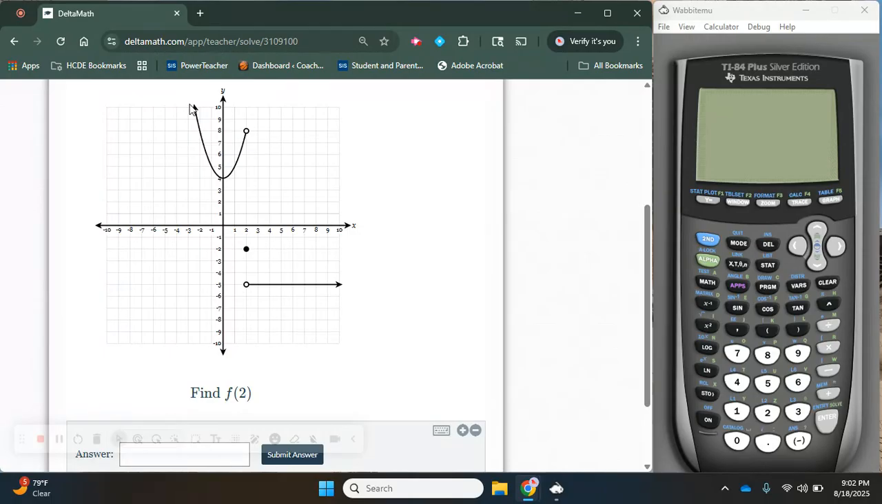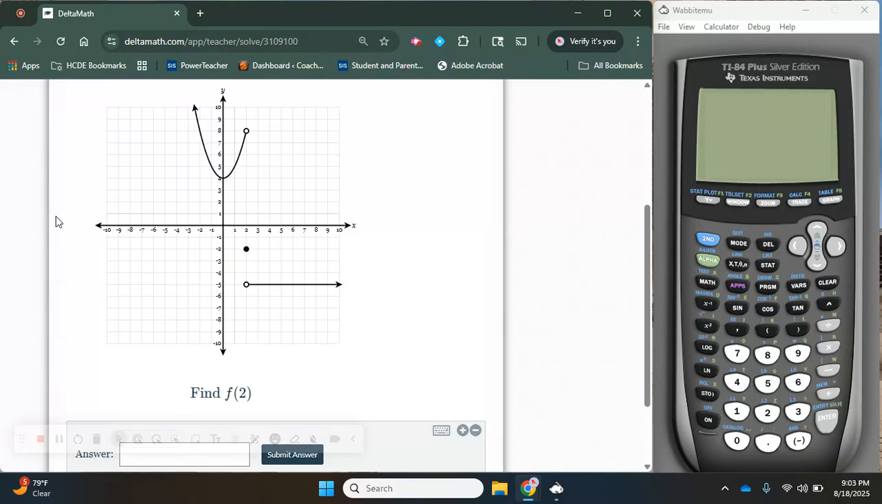As you can see as we look at this one, we have a quadratic equation, and it is being used from negative infinity all the way up to positive 2. And we have an open circle, which means not included, which means this is going to be somewhere else or a no solution. We also have a single point in space, and then we have a linear function, which is just a constant value of -5, which is going forever to positive infinity on the x-axis. So what we're told to do is find f of 2.